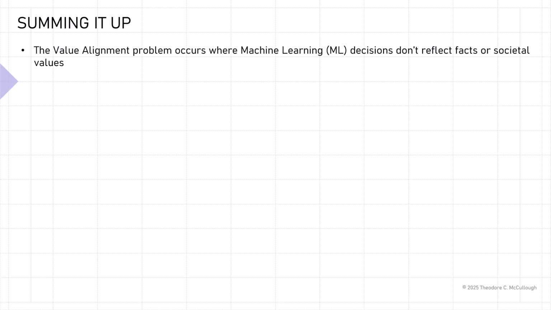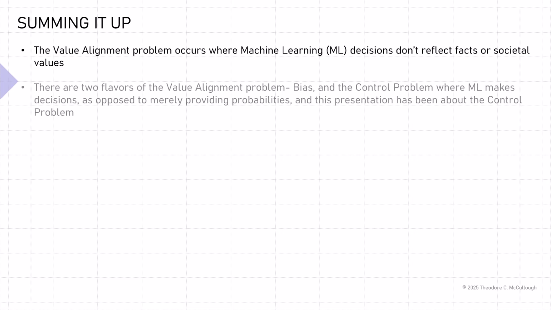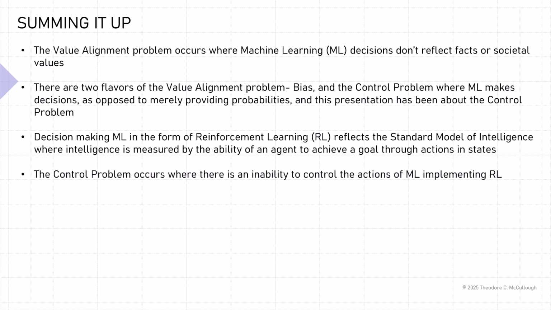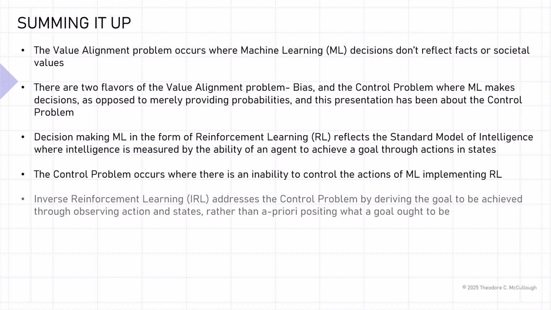Summing it up, the value alignment problem occurs where machine learning decisions don't reflect facts or societal values. There are two flavors of value alignment problem: bias and the control problem, where machine learning makes decisions as opposed to merely providing probabilities. And this presentation has been about the control problem. Decision-making machine learning in the form of reinforcement learning reflects the standard model of intelligence, where intelligence is measured by the ability of an agent to achieve a goal through actions and states. The control problem occurs where there is an inability to control the actions of machine learning implementing reinforcement learning.